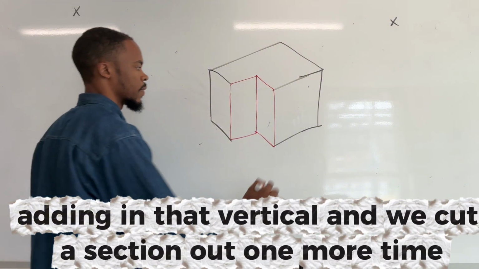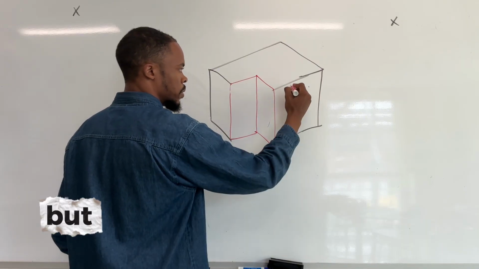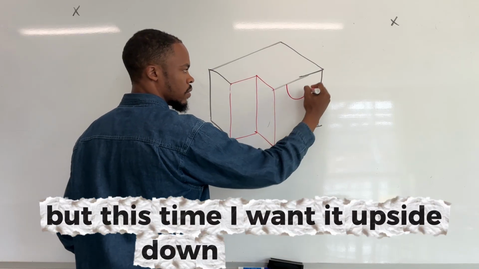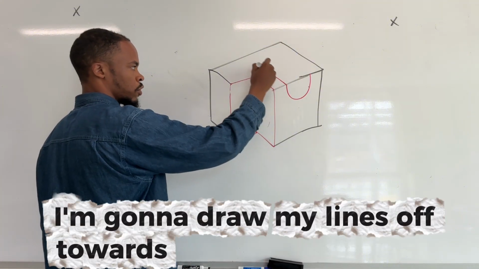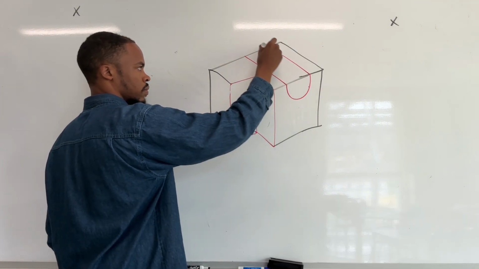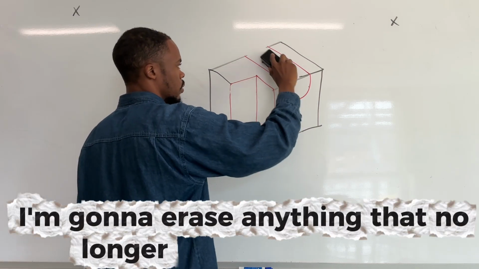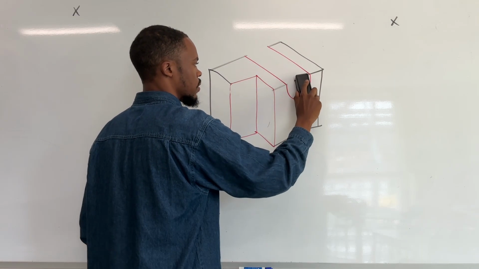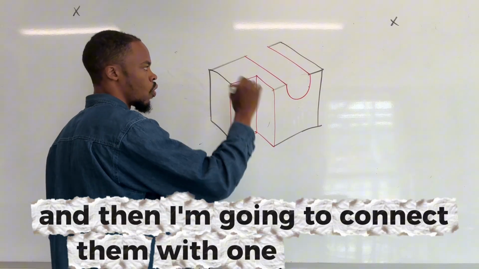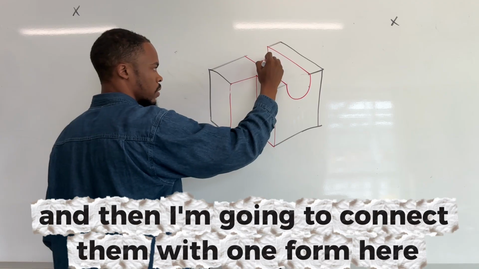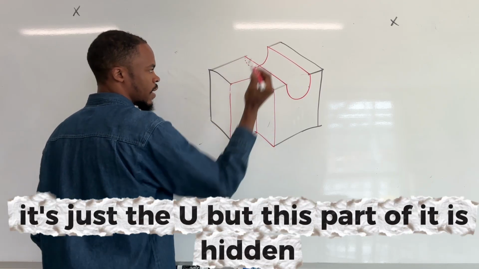One more time. If I want, let's say, a tunnel, but this time I want it upside down over here. I'm going to draw my lines off towards the vanishing point. I'm going to erase anything that no longer needs to be there. And then I'm going to connect them with one form here. It's just the U, but this part of it is hidden.